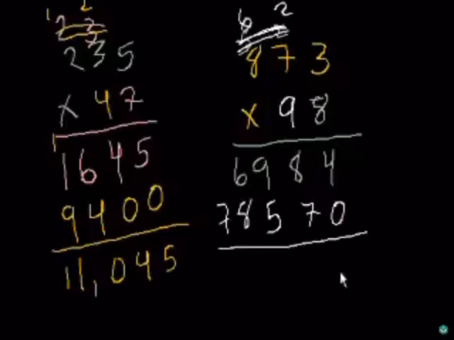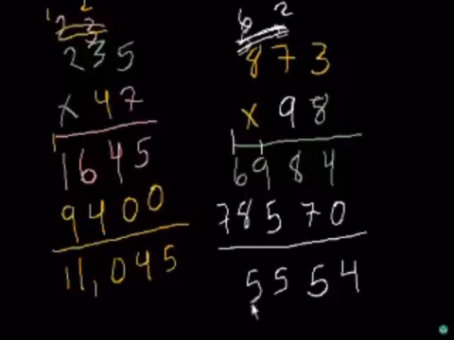And now we just add again. 8 plus 7 is 15. 1 plus 9 plus 5 is 15. 1 plus 6 plus 8 is also 15. And 1 plus 7, that's 8. So the answer, hopefully, I don't have a calculator in front of me, is 85,554, assuming I didn't make any careless mistakes.